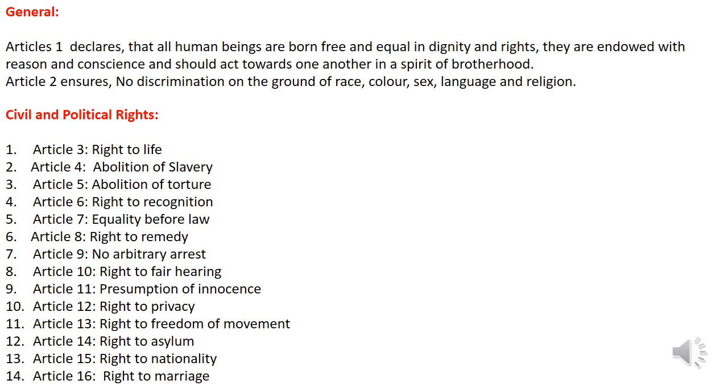Men and women of full age, without any limitation due to race, nationality or religion, have the right to marry and to found a family. They have equal rights as to marriage, during the marriage and during the dissolution of the marriage. Marriage should be entered into only with the free and full consent of the intending parties. The family is the natural and fundamental group unit of society, so it is entitled to protection by the society and also by the state.